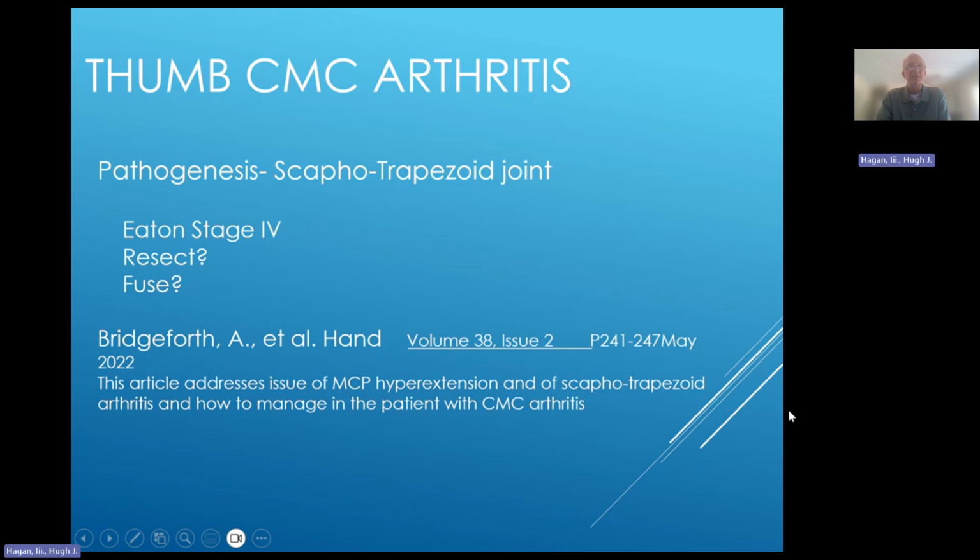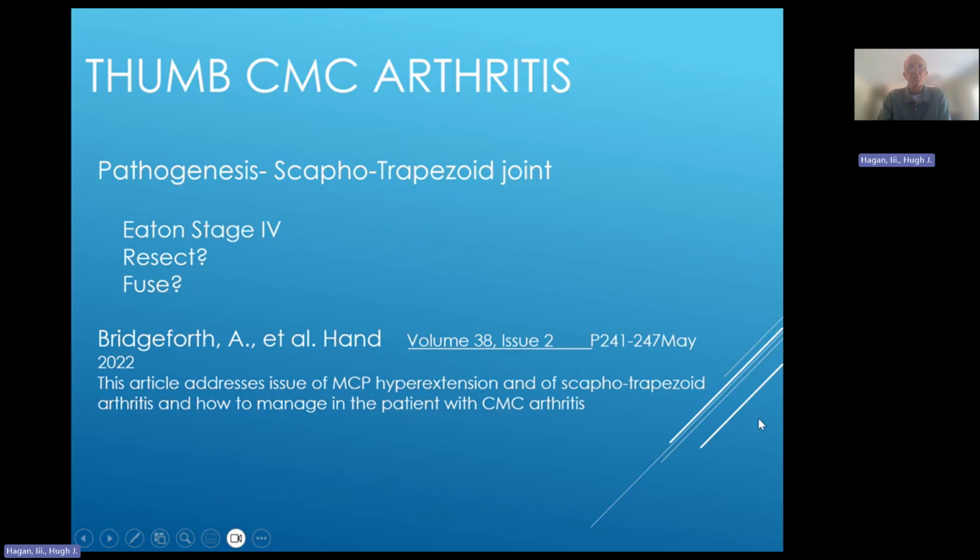What's the pathogenesis of arthritis with the scaphotrapezoid joint? Generally, this is referred to as an Eaton stage 4 arthritis. What do you do with the joint between the scaphoid and the trapezoid? Is it resected? Is it fused? There's support in the literature for doing everything from nothing to fusion.